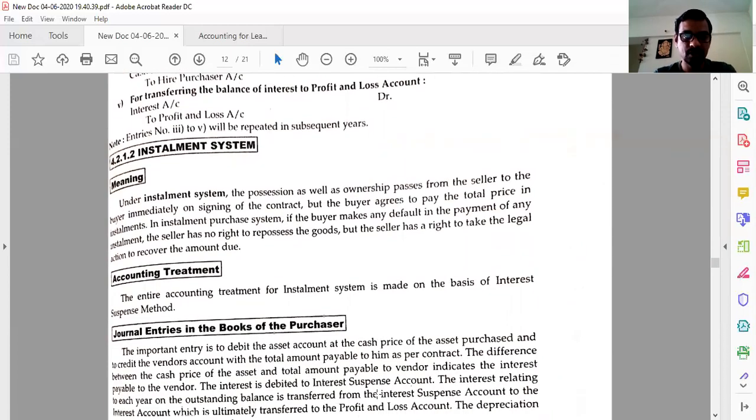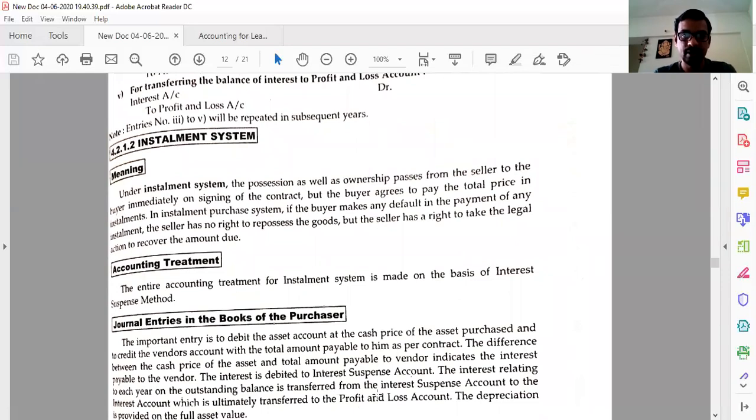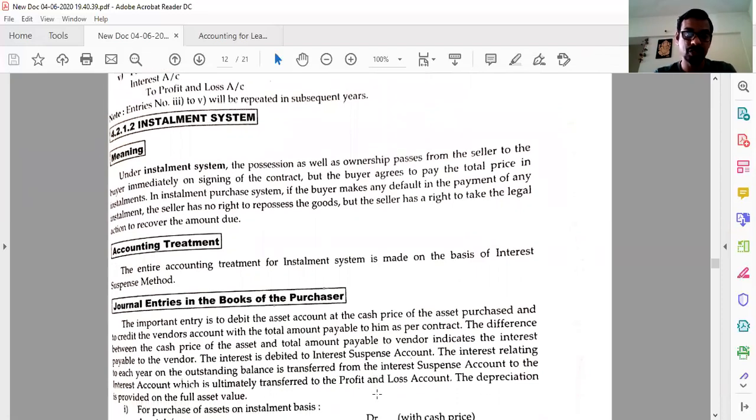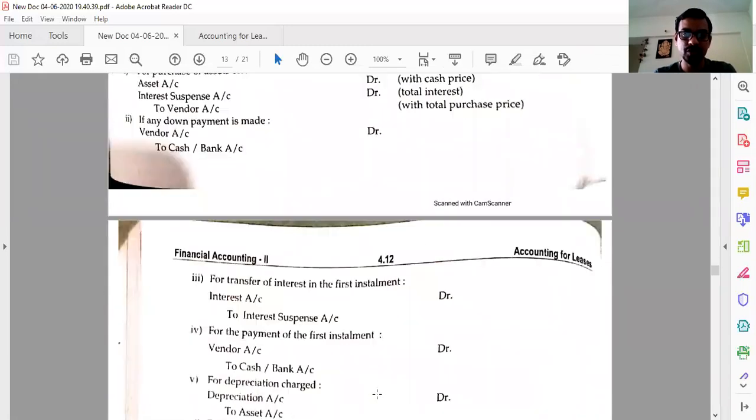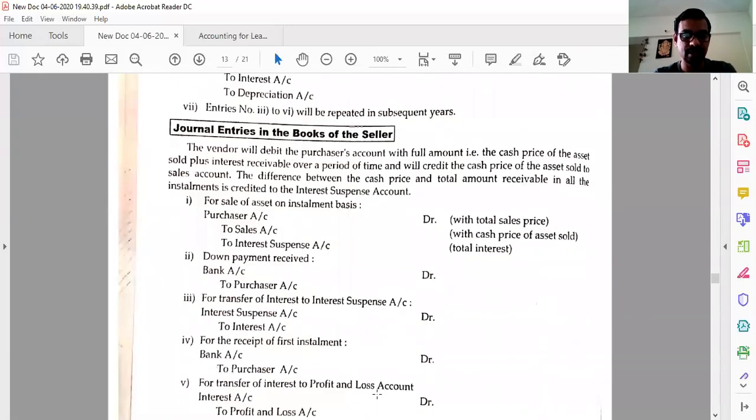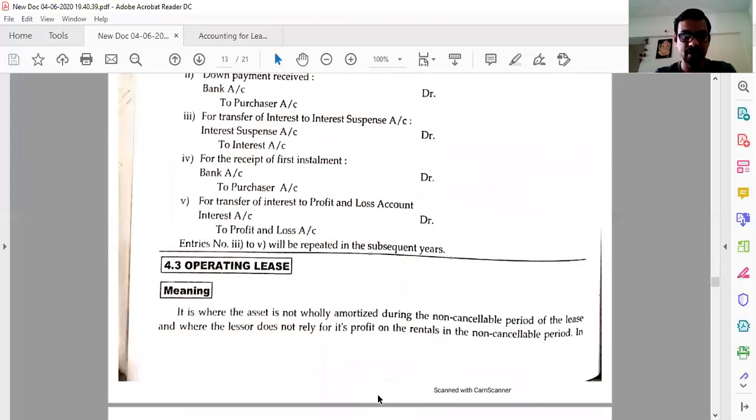So the next one is the installment system. Under the installment system, the possession as well as ownership passes from the seller to the buyer immediately on signing of the contract, but the buyer agrees to pay the total price in installments. In installment purchase system, if the buyer makes any default in the payment of any installment, the seller has no right to repossess the goods, but the seller has a right to take legal action to recover the amount due. Okay, understood? So it is about the installment system. I already told you, hire purchase and installment system are for the theoretical aspects only.